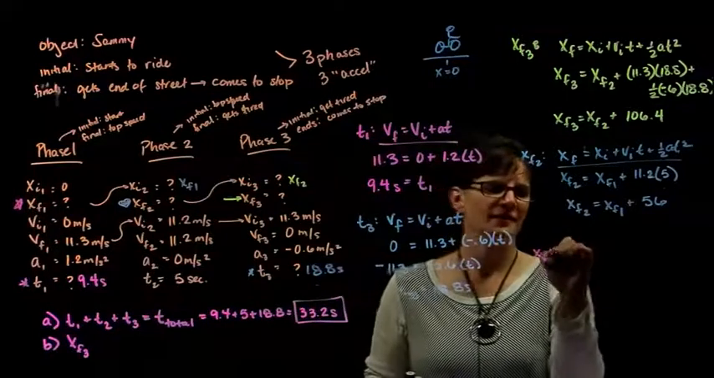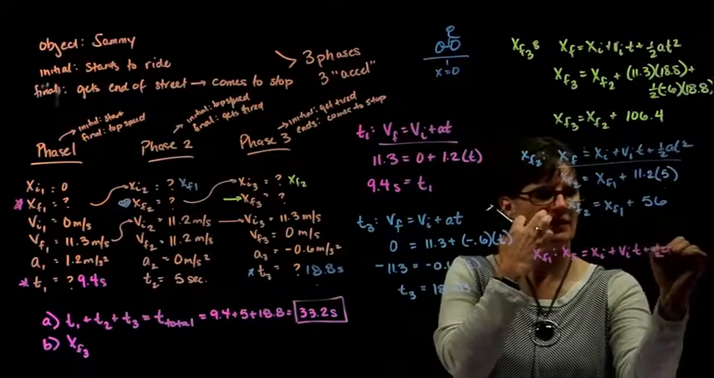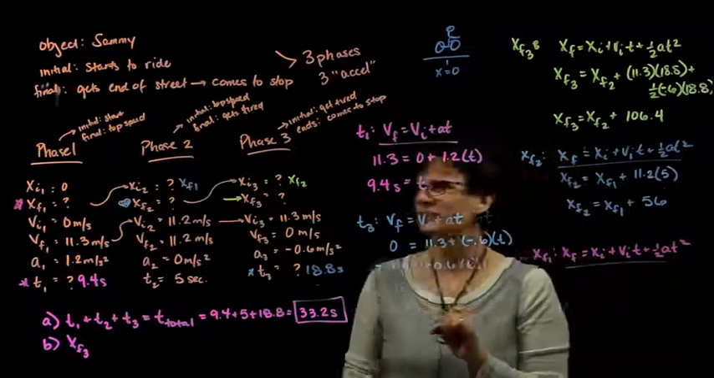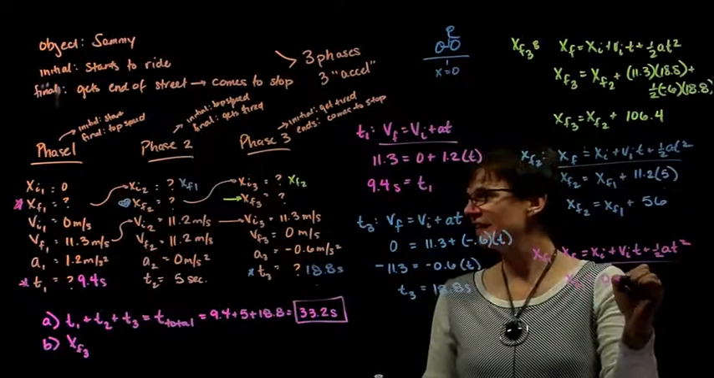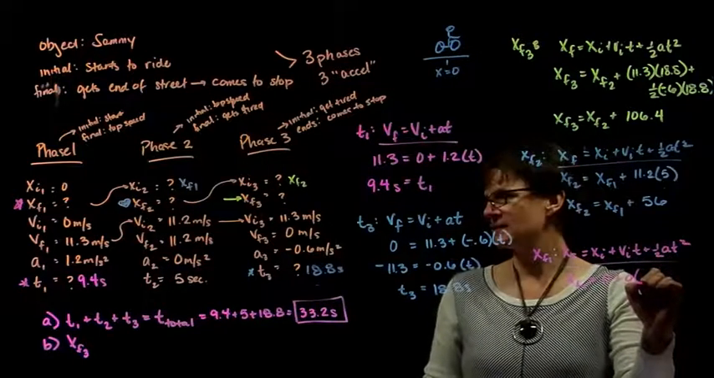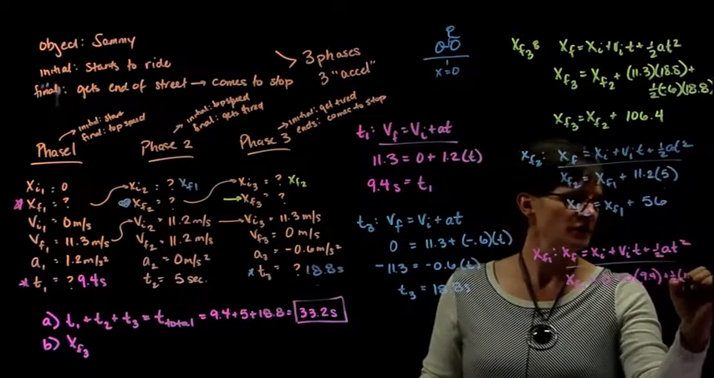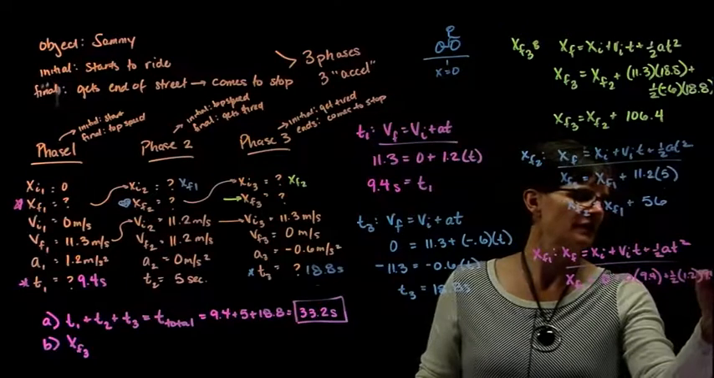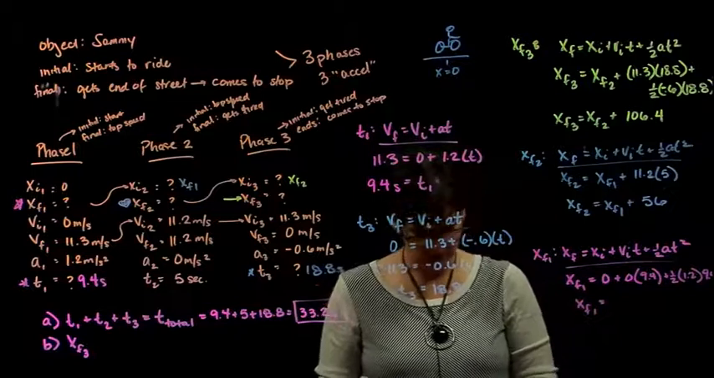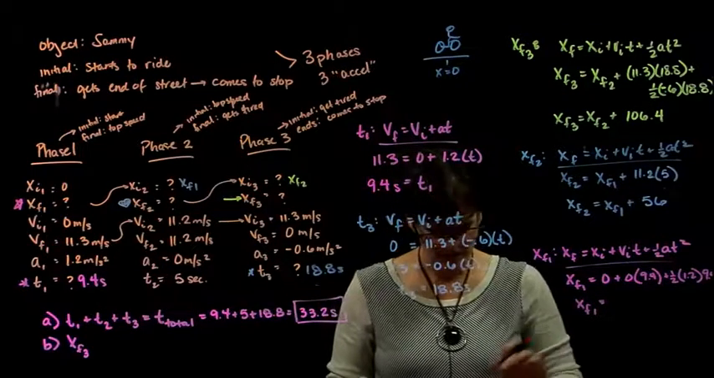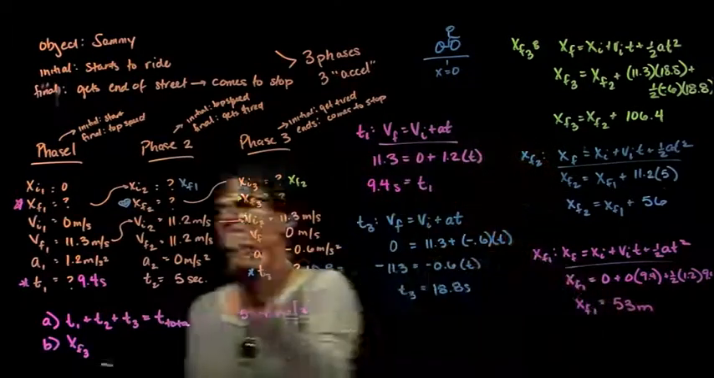So x final equals x initial. This is my standard that I start with. It's generally most powerful. X final 1 we don't know. X initial is 0. V initial is 0 times time of 9.4. Well, I don't really care since it's 0. Plus 1/2 times 1.2 times 9.4 squared. So x final of 1 is 0.5 times 1.2 times 9.4 squared. I get 53 meters.